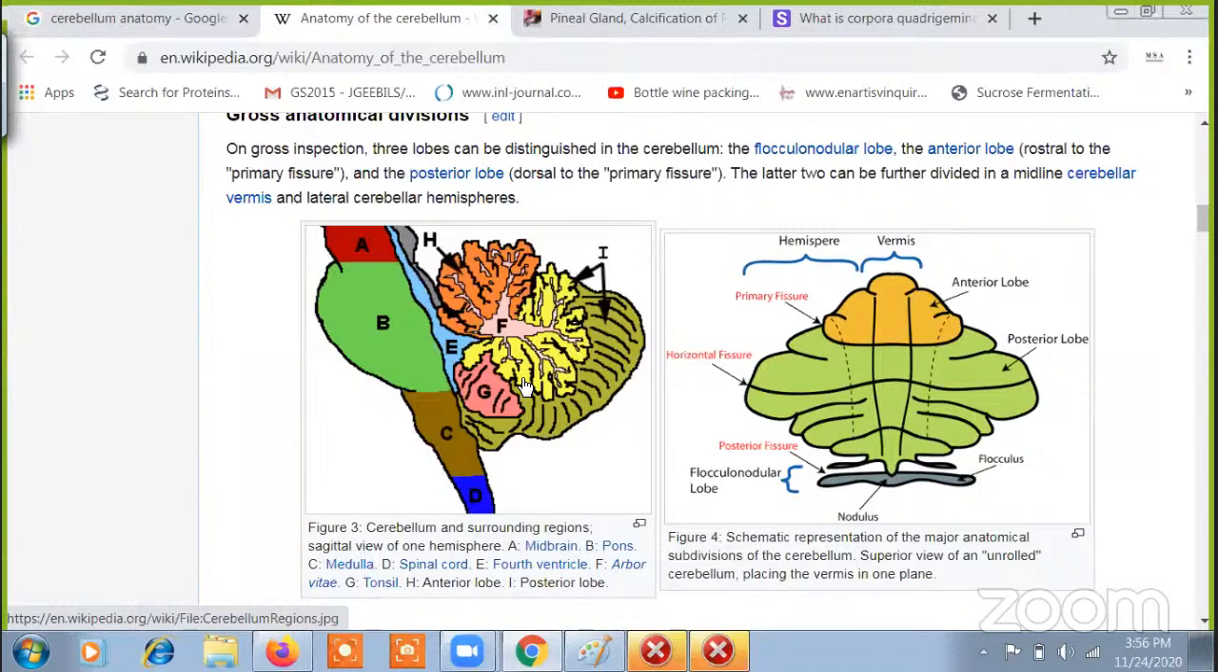So the surface of the cerebellum shows convolutions. So these are the convolutions. Convolutions means elevations and depressions, that is, gyri and sulci.